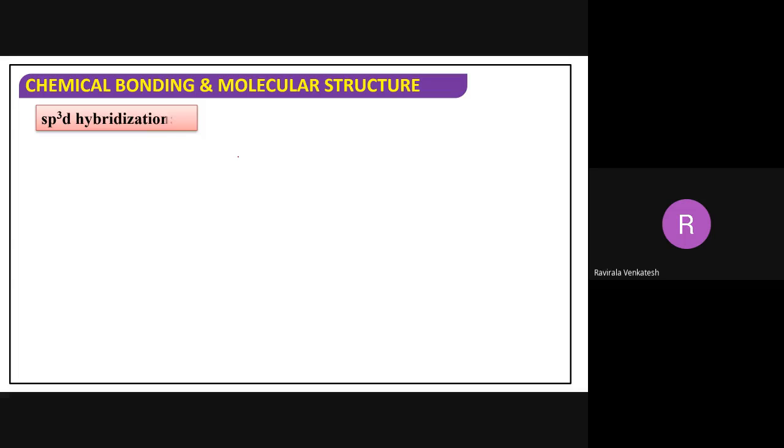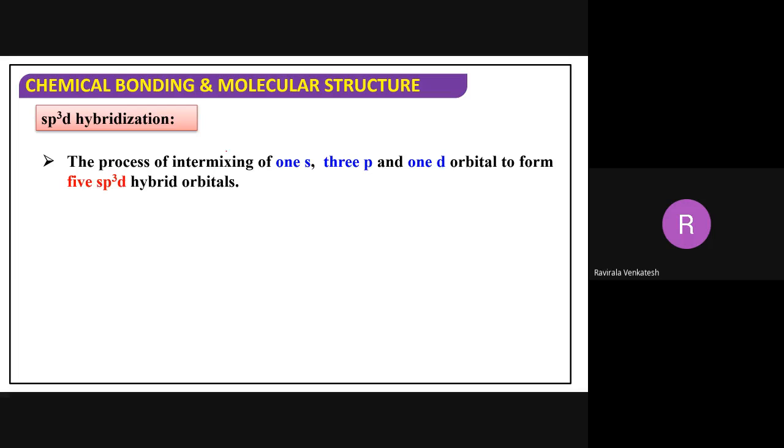Example is what? PCl5. Now, what is the definition you can give? A definition can be given very simple. One s orbital and how many p orbitals, beta? 3, sir. 3 p orbitals and 1 d orbital. They mix, they merge together, they intermix with each other. You can use words like intermix, merge.